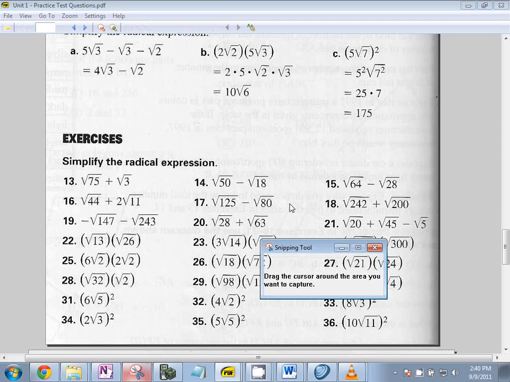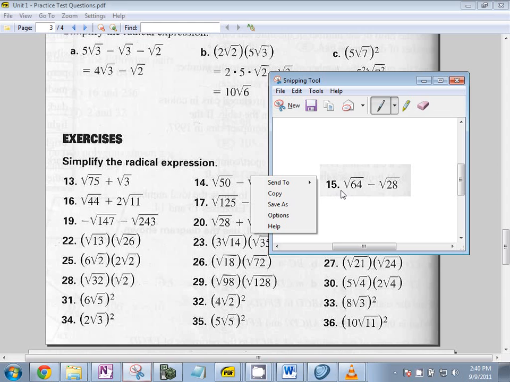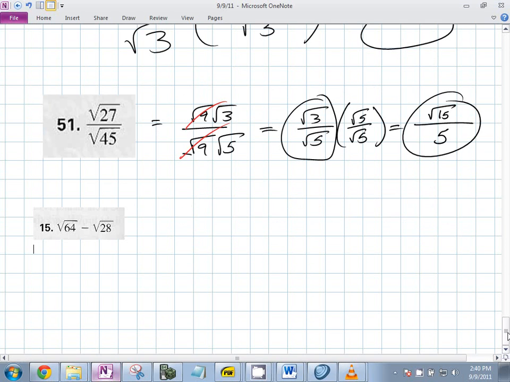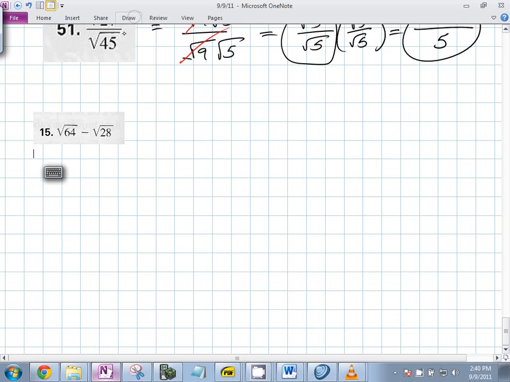Okay, so those are interesting numbers. So we want to simplify this. 64. What's the square root of 64? 8. So this is 8 minus, well, this is root. Let's break 28 down. Root 7. 2 times 14. 2 times 2 times 7. So it's root 4 times root 7. So it's 8 minus what? 2 root 7.